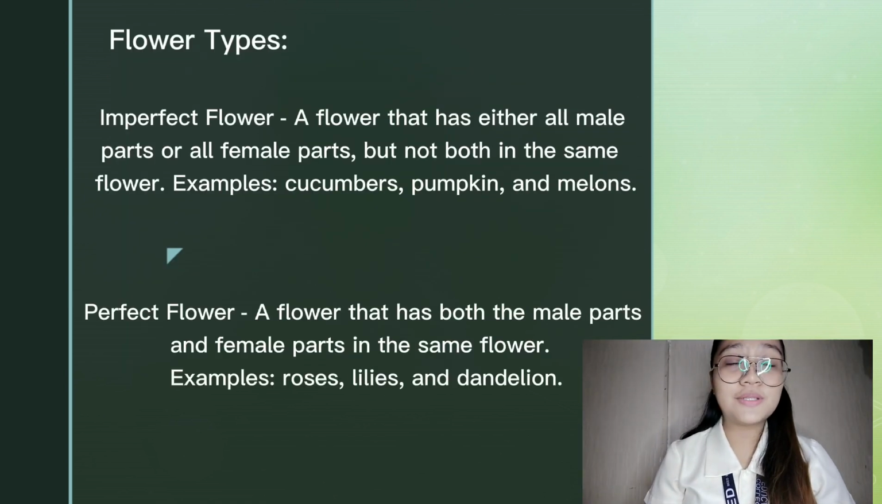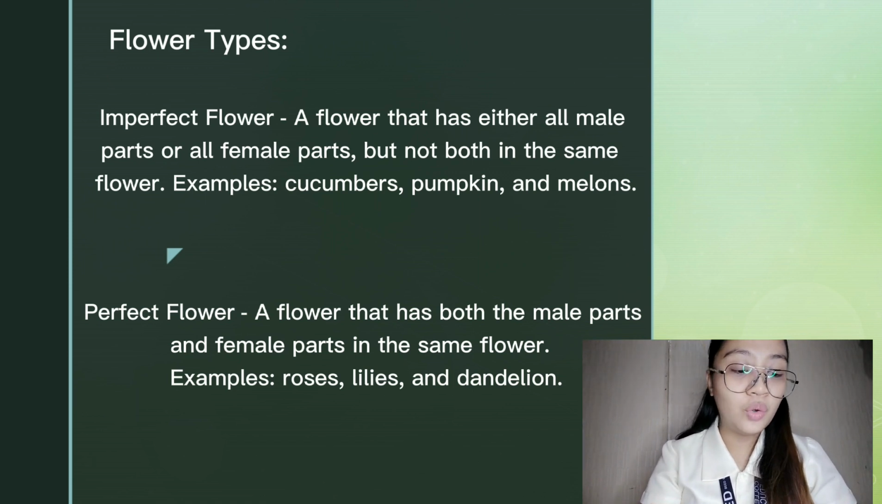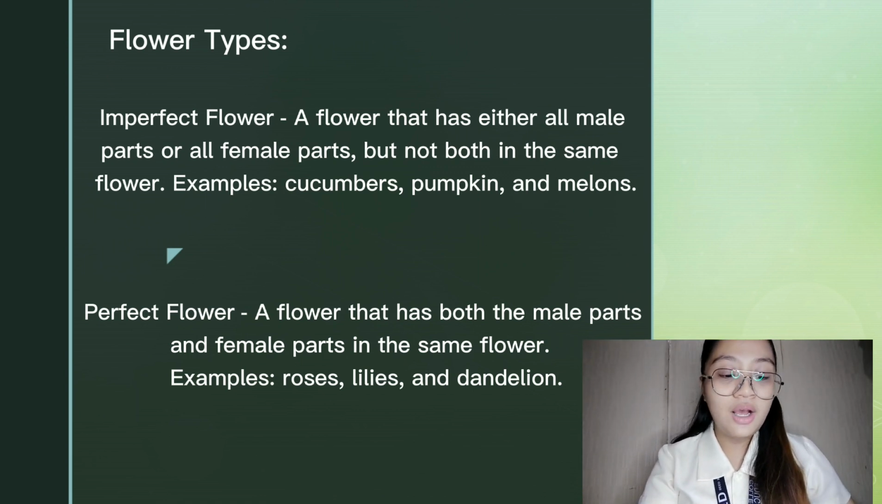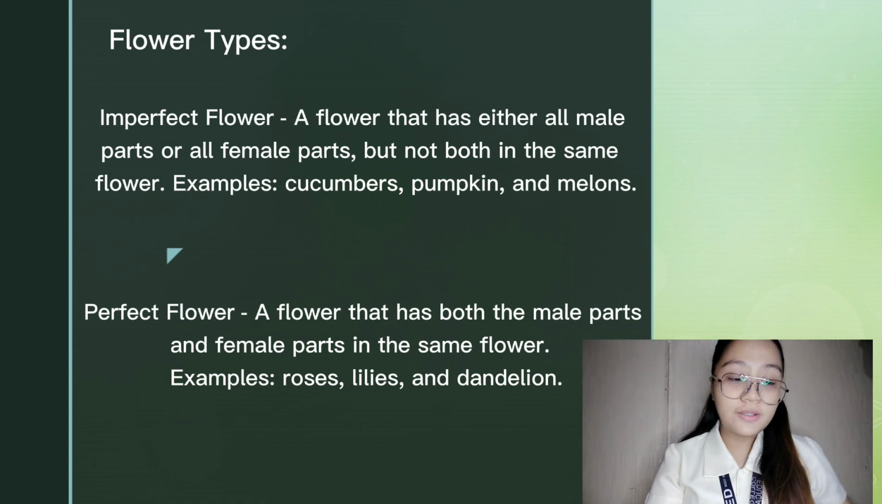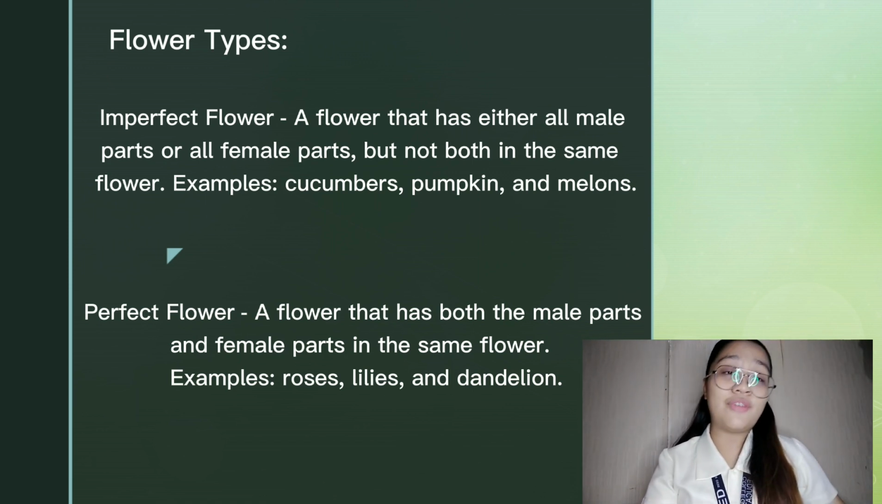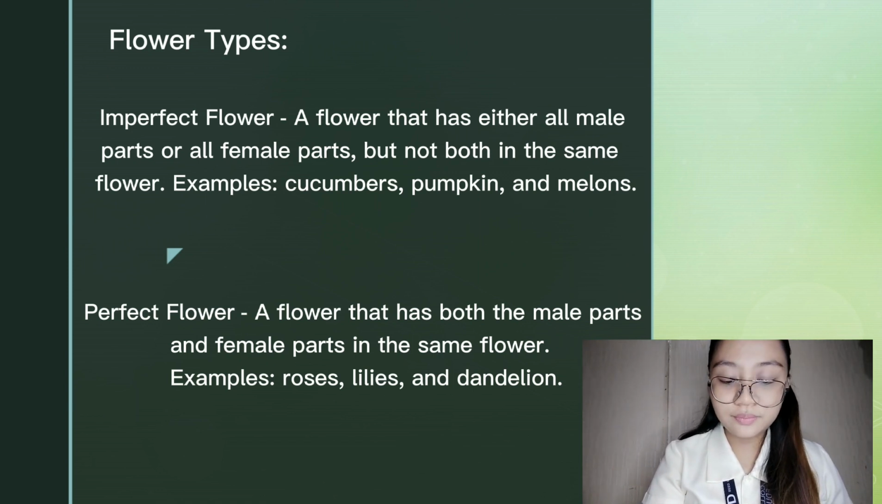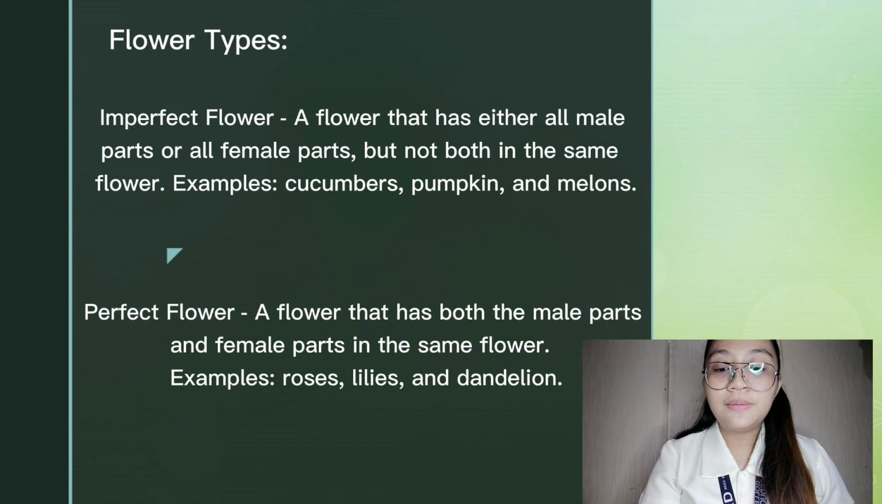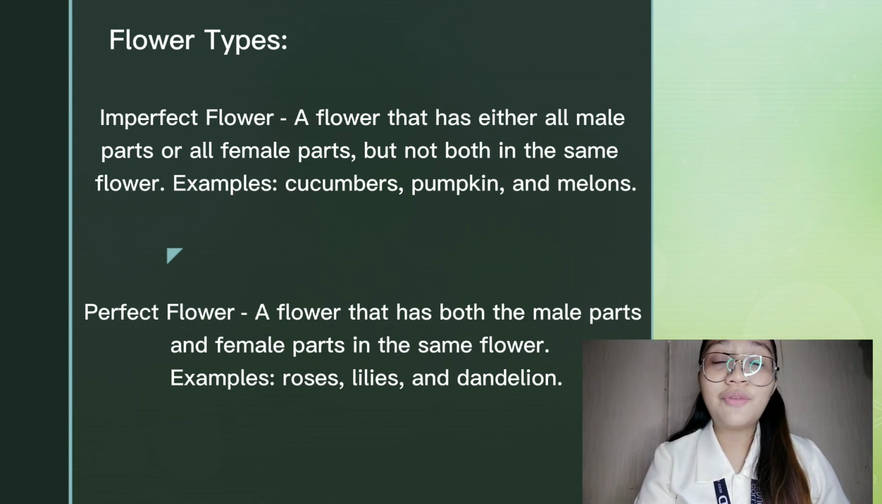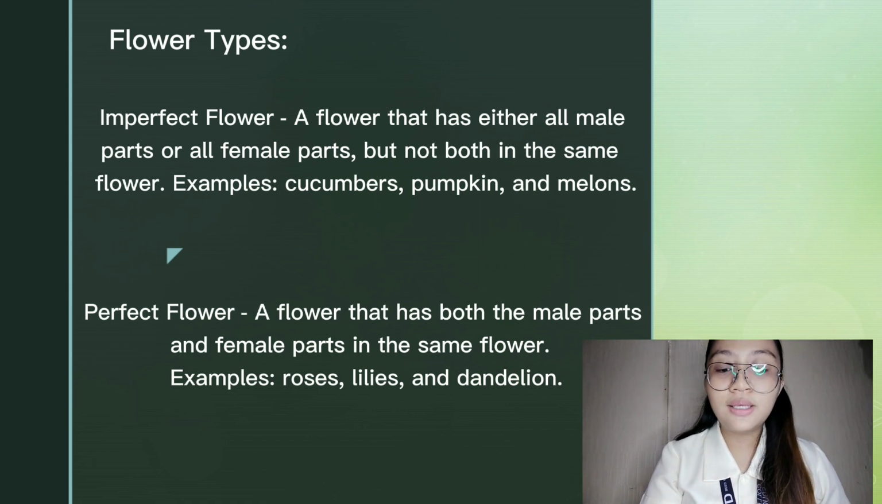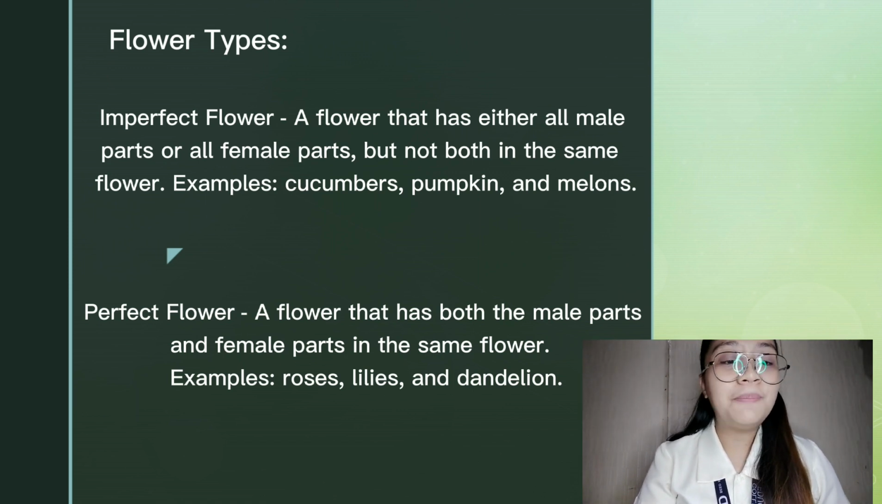The flower types. First is the imperfect flower. The imperfect flower has only one set of sexual reproductive structures. It may be further described as staminate, or male, flowers, or pistillate, or female, flowers, depending on which sexual reproductive structure is present. Examples of imperfect flowers are cucumber, pumpkins, and melon.